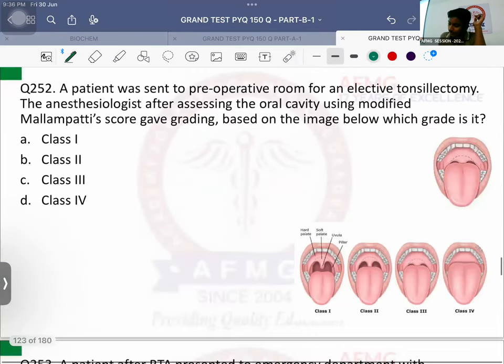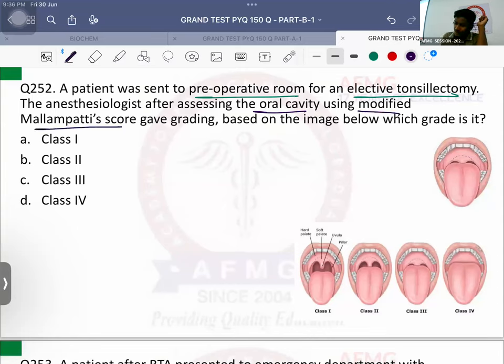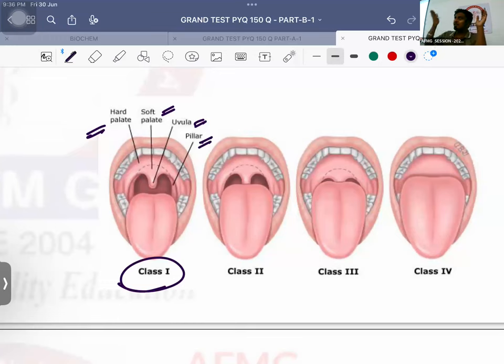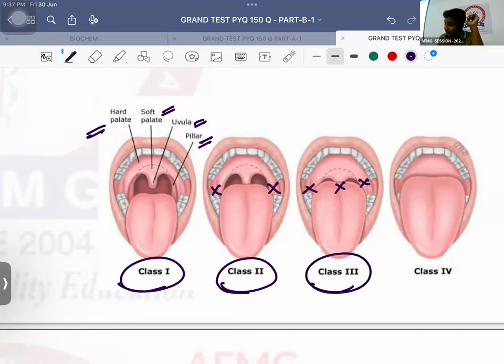7. Question 252. A patient was sent for pre-operative room for an elective tonsillectomy. The anesthesiologist, after assessing the oral cavity, used the modified Mallampati score, which gave grading based on the image. Which grade is it? If all the features are seen, hard palate, soft palate, uvula, and the tonsillar pillars, it is class 1. That means there is adequate space for intubation. Next, if the tonsillar pillars are not seen, it is class 2. If tonsillar pillars as well as the uvula are not seen, it is class 3. If the soft palate is also not seen, it is class 4 usually.